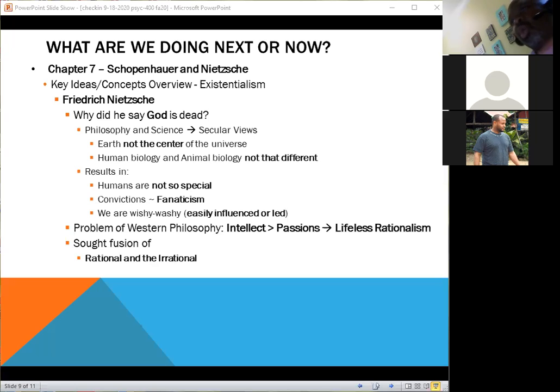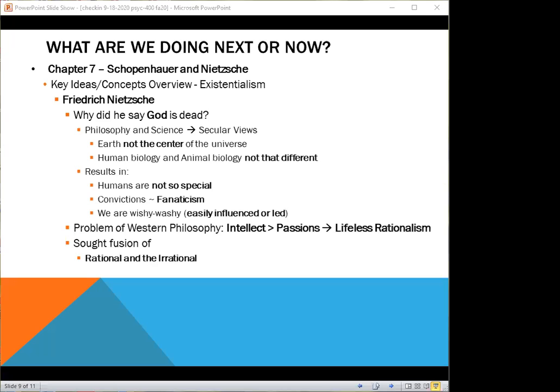should not be over the passions, because what he basically said is that it led to a life of lifeless rationalism, that we became somewhat bland. So one of the key ideas that Nietzsche proposes is that we need to seek some sort of fusion between our rational self and our irrational self. And he too, very much like Schopenhauer, states that we do have this irrational side of ourselves.